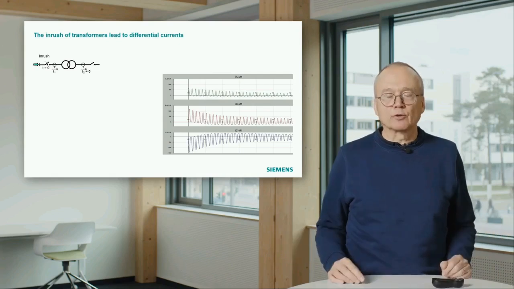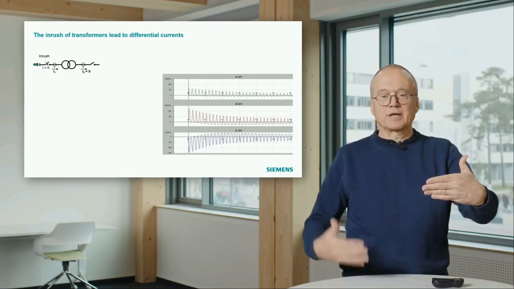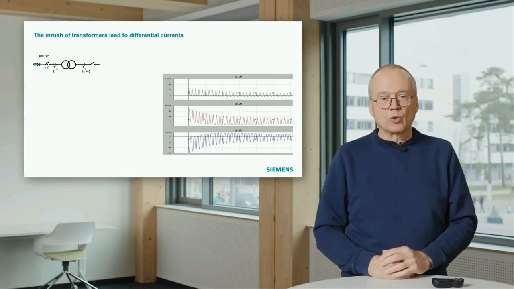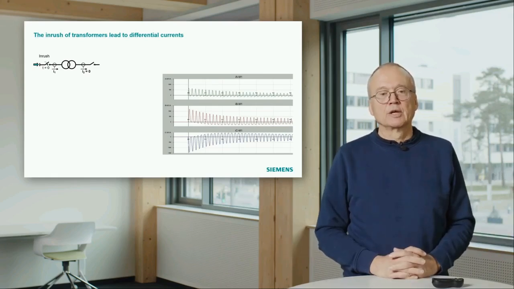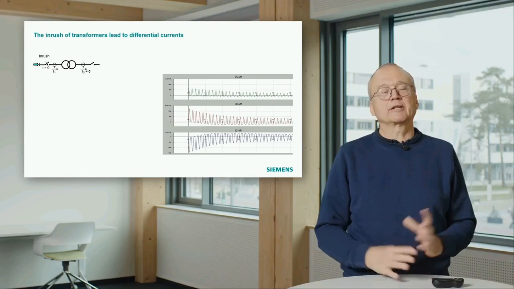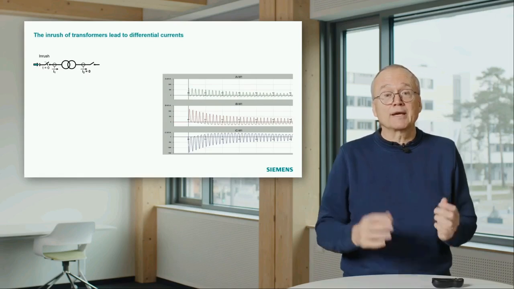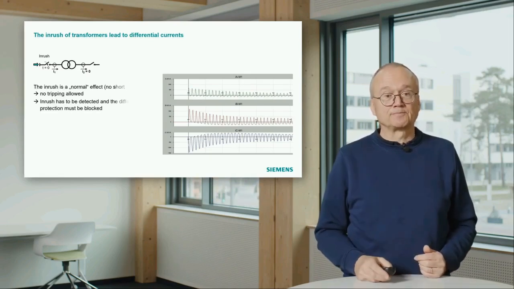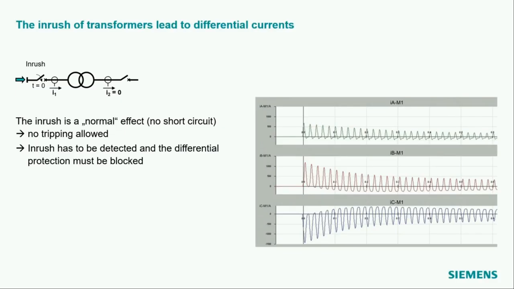So what does that mean for differential protection? That's a typical situation. You have current from one side, the other side has current zero, and that means you calculate a differential current, and with this differential current you may be in the tripping zone, and you may trip. But that is not a short circuit, it's not a fault, it's a normal behavior of a transformer. So the inrush is a normal effect, no tripping allowed. But if we just apply the differential algorithm, it would trip.